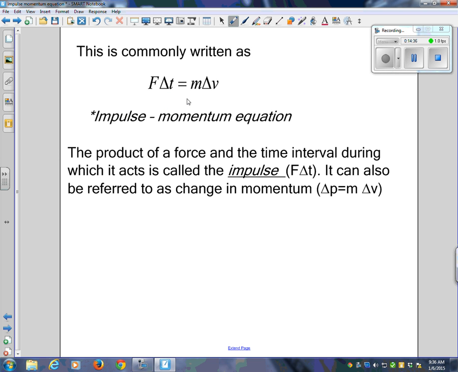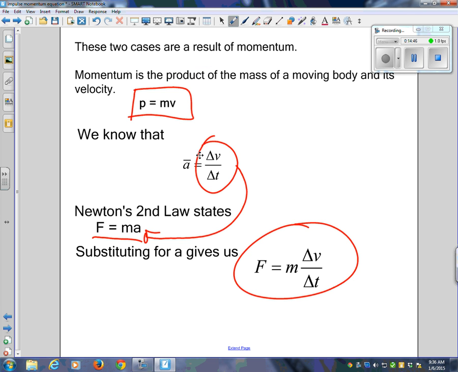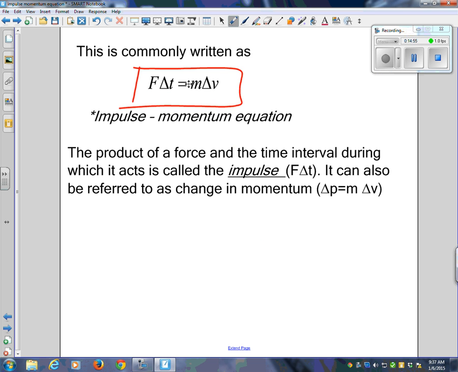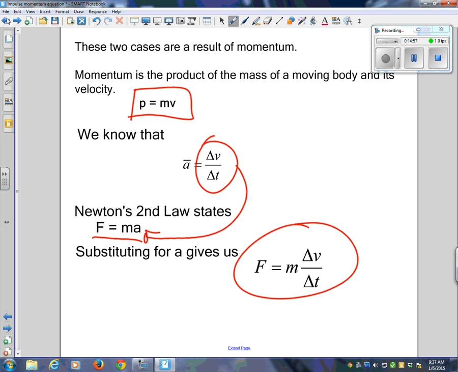And then all I've done here is we've rearranged that to this. F delta t is equal to m delta v. And that, my friends, is the derivation for the impulse momentum equation. All you have to do is write this and substitute the a in there and get that, and then rewrite it as that. Let me go back to that because it looked like some people were jotting it down.